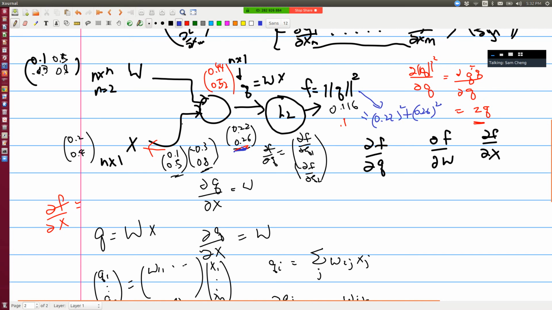So now going back to trying to find this partial derivative of f with respect to x. We know partial f partial q is equal to this 0.44.52, then we should multiply by partial q partial x. We say this is actually equal to w, but write it in a more readable form here. It's actually the same as w, or its transpose, depending on your convention. Actually, I should put a transpose.